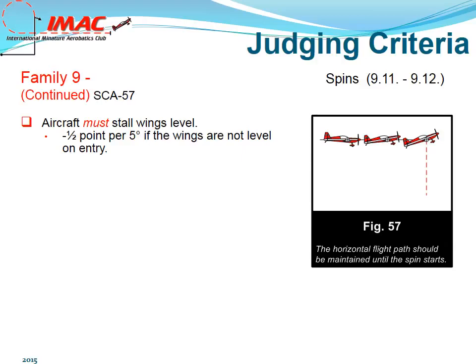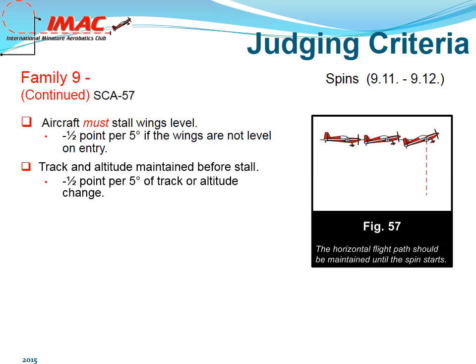Aircraft must stall wings level, half a point per 5 degrees if the wings are not level on entry. Track and altitude maintained before the stall, half point per 5 degrees of track or altitude change.